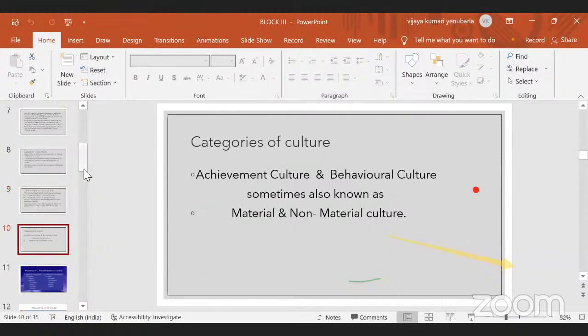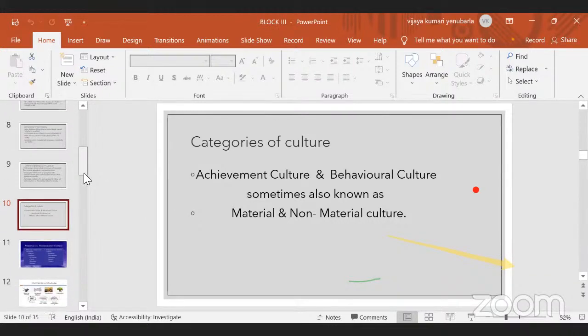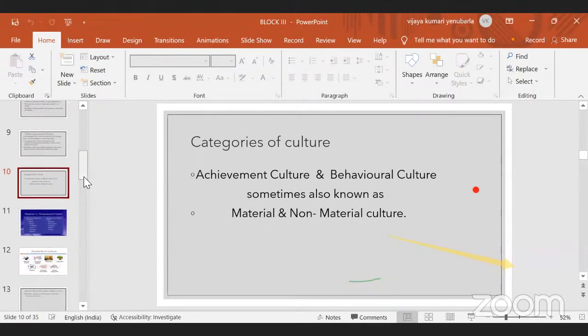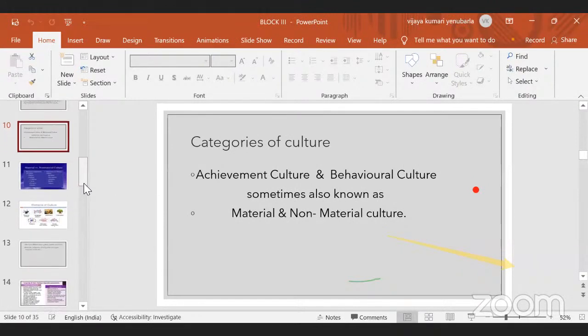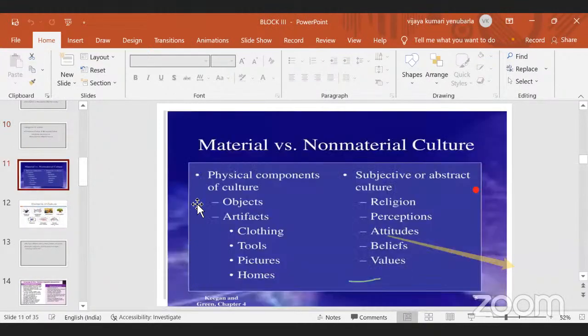There are two categories of culture: achievement culture and behavioral culture. This is called material and non-material. Achievement is what you can see, perceive, and observe. That is achievement culture. And behavioral culture is how you behave. That is called non-material culture. Here are some examples of material and non-material culture, that is, achievement and behavioral.